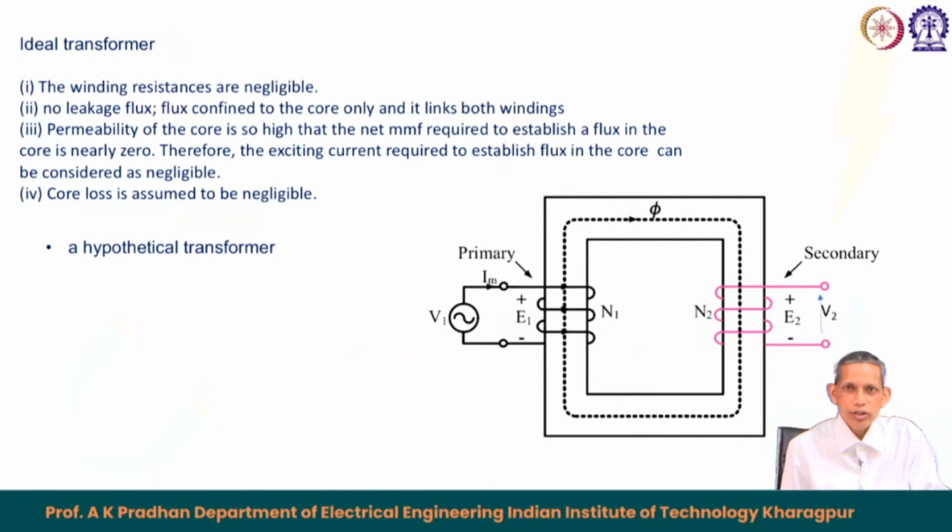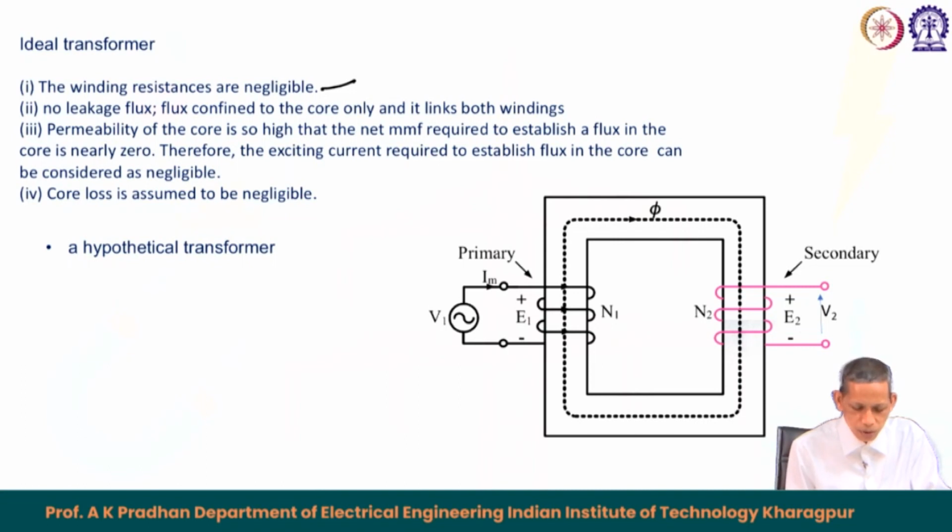We have already discussed the transformer as a magnetic circuit. From that perspective, there are a few assumptions for an ideal transformer. The first one is that the different windings on the transformer have negligible resistance. Then we have no leakage flux. We know what leakage flux is: the flux which is wasted and does not link to the other winding, does not go through the core.